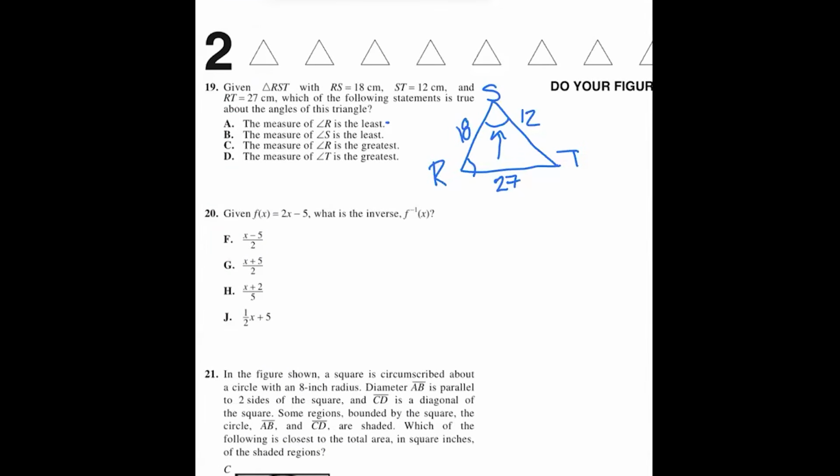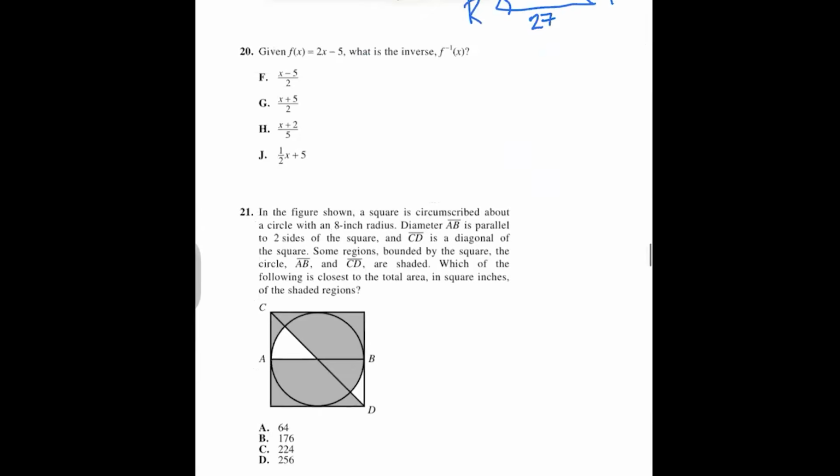The measure of angle S is the least. That's wrong. The measure of angle R is the greatest. That is wrong. And the measure of angle T is the greatest, which is wrong. So it's A.